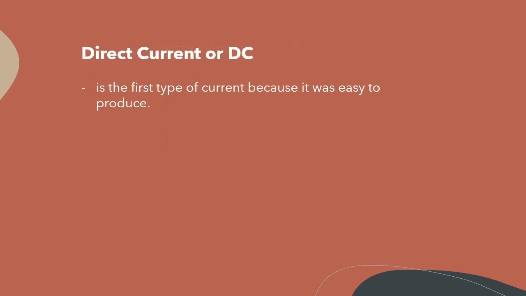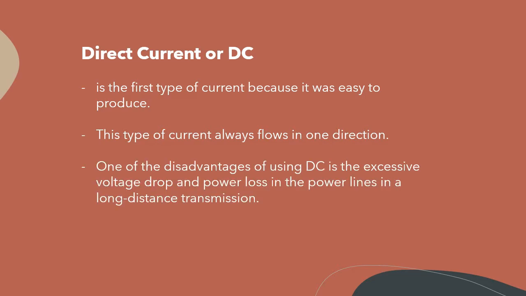Direct current is the first type of current because it was easy to produce. This type of current always flows in one direction. And one of the disadvantages of using DC is the excessive voltage drop and power loss in the power lines in a long-distance transmission. So the most common source of direct current are the batteries.